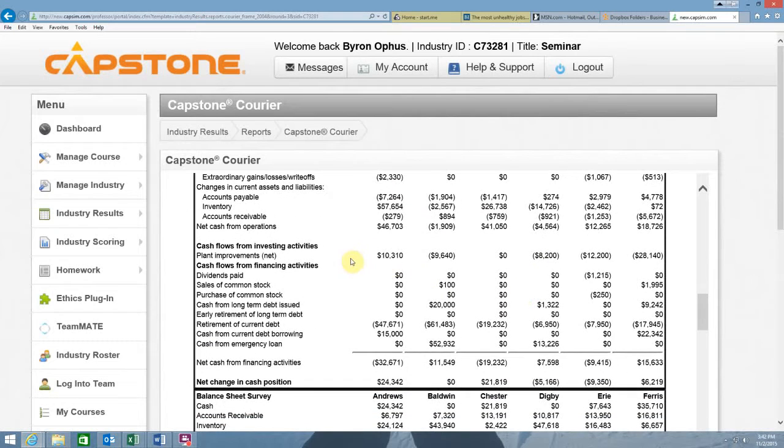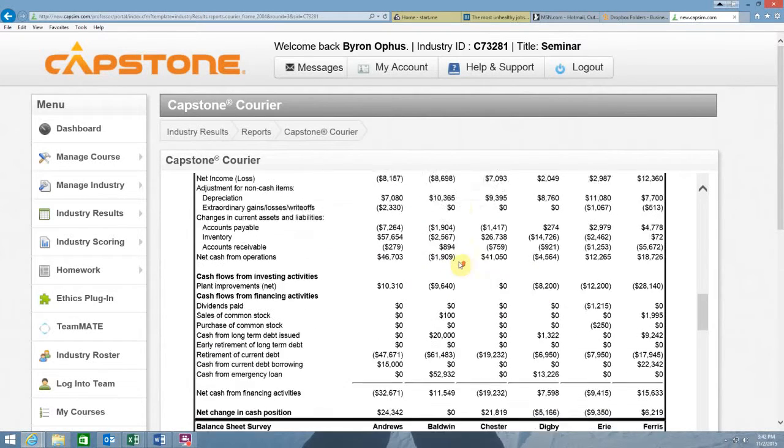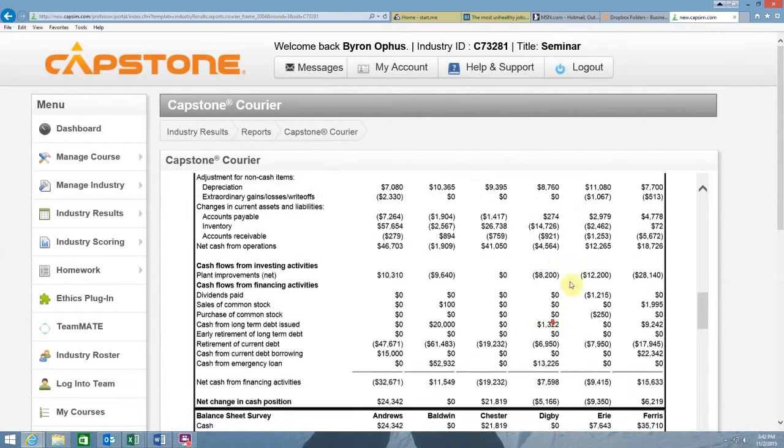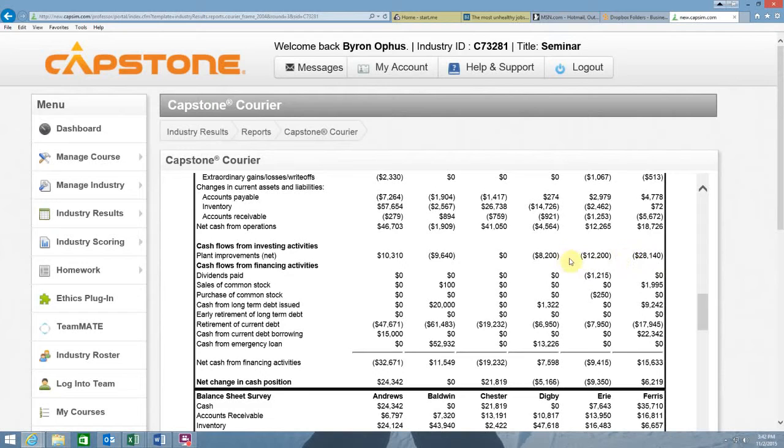Okay, plant improvements. Baldwin, it looks like, spent a little bit of money. Andrews has done the opposite, right? Chester, nothing. A little bit of money by Digby. Erie's spending quite a bit again, and Erie's been spending a decent amount in plant improvements, so we might want to know why. Dividends, Erie also paid a little bit of a dividend. Purchase of common stock, Erie bought back some common stock. That's a little bit unusual for the way you guys have been playing.